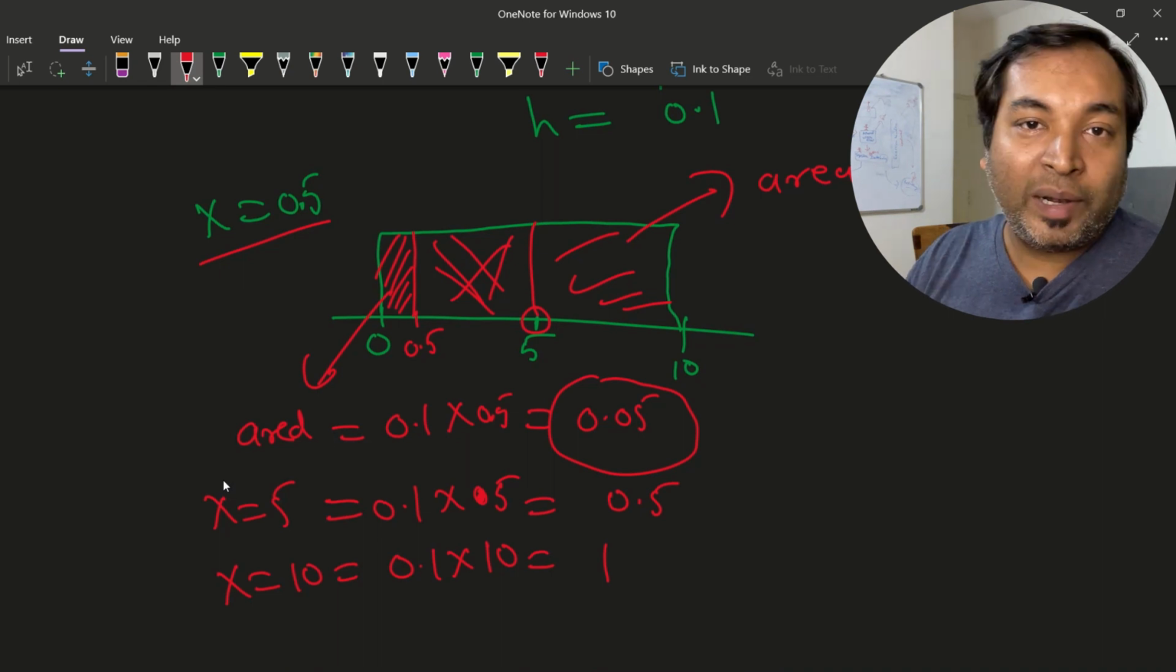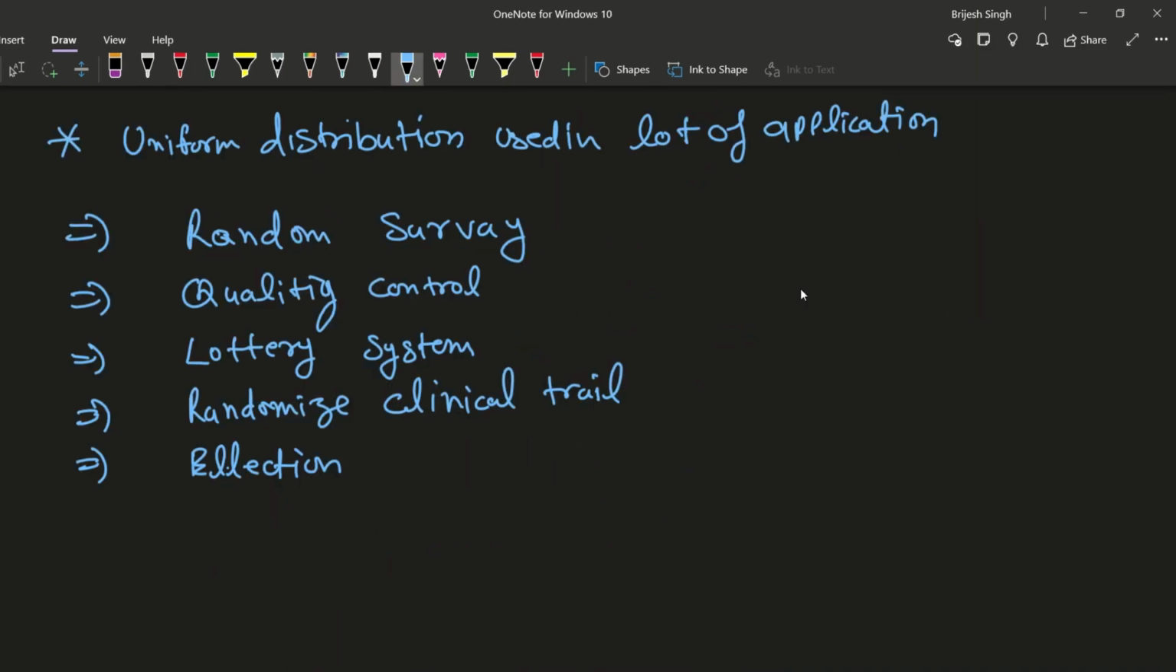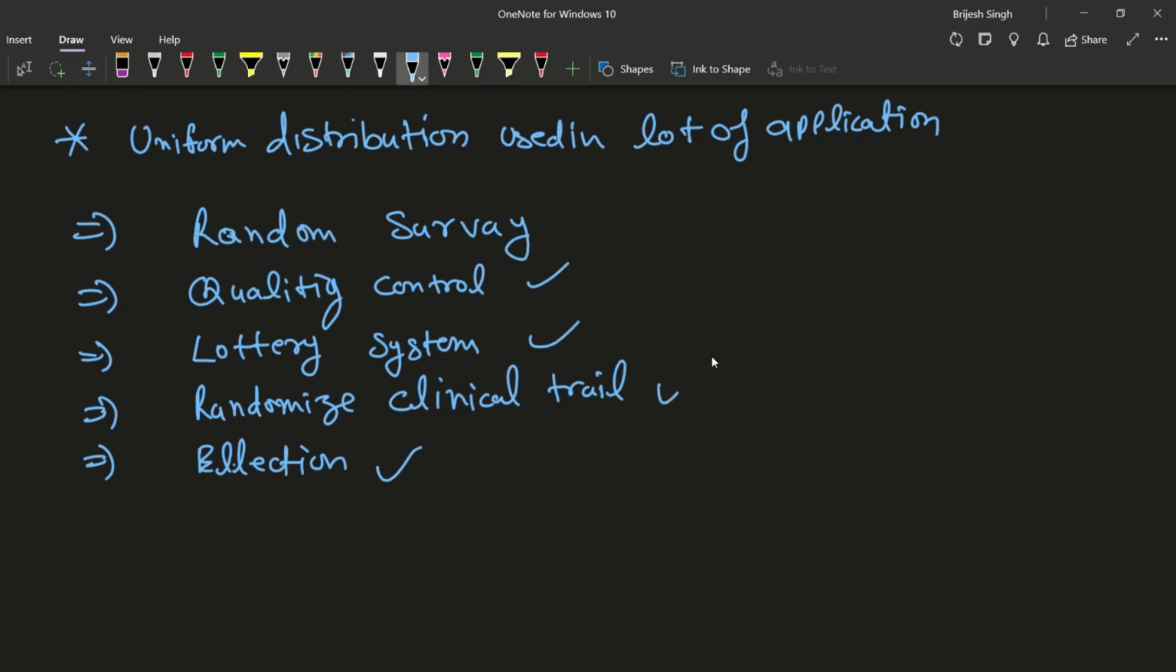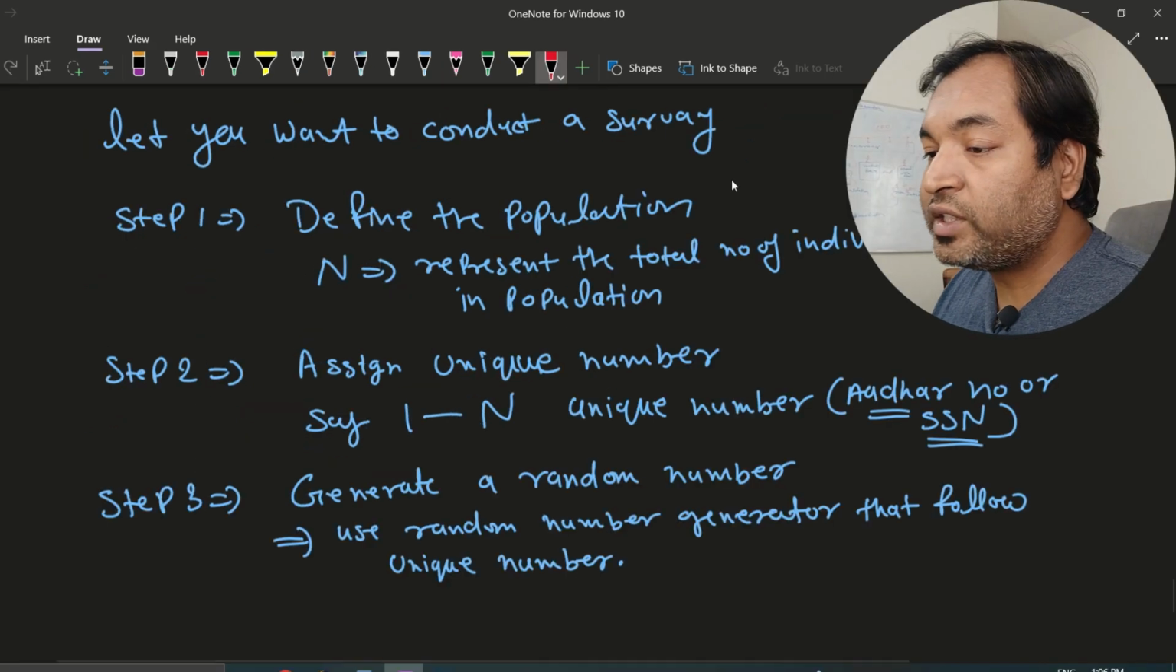As we can see in the uniform distribution, all the possible PDF values are constant and have the same probabilities. Uniform distribution can be used in a lot of applications. As you can see here, it can be used in random surveys, quality control, lottery systems, randomized clinical trials, or election processes. Let's take one of the applications and try to apply a uniform distribution to this example. So what could be step one?